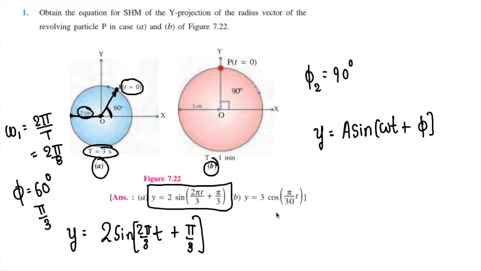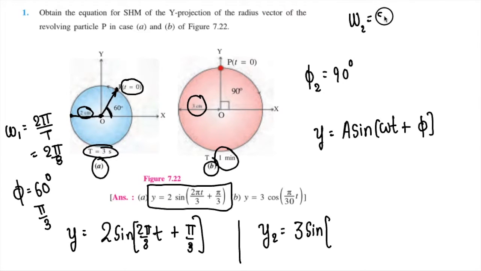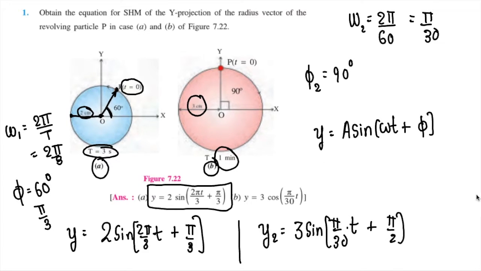Now for my second answer, I'll be having y2 equivalent to amplitude a sine omega t plus phi. My amplitude over here is 3 centimeter. For my omega, my time period is given as 1 minute, so my omega 2 is equivalent to 2 pi by 1 minute, that is 60 seconds, that is equals to pi by 30. Phi is what? My 90 degree, that is pi by 2.